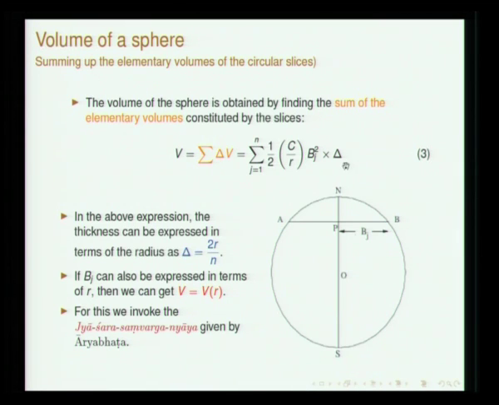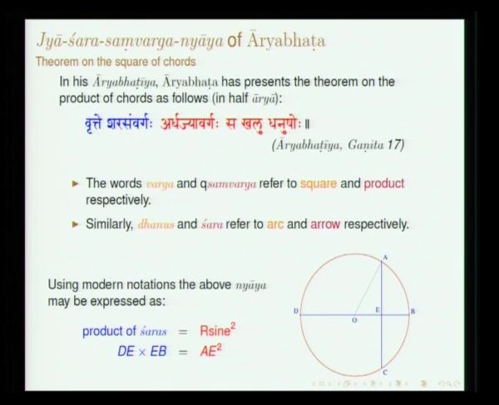If you look at the right hand side of this equation, all that you have is C by R times delta. Delta is 2R by N, so that is the thickness. So, you have to find an expression for Bj square. If Bj is also expressed in terms of R, then you will get an expression for volume in terms of R. For this we invoke this Jashara Samvarga Nyaya, which we discussed while we discussed Aryabhatiya.